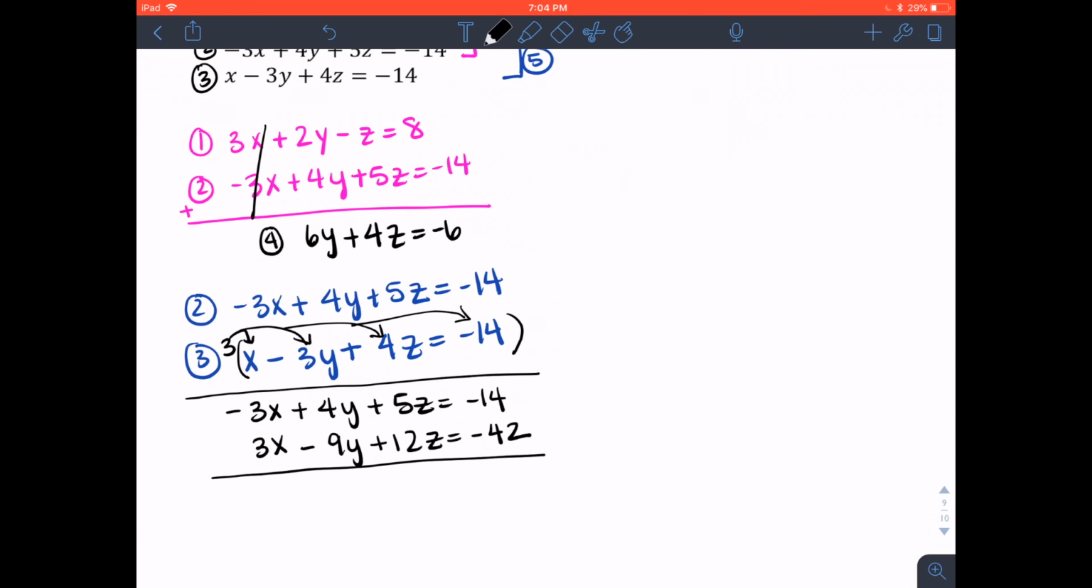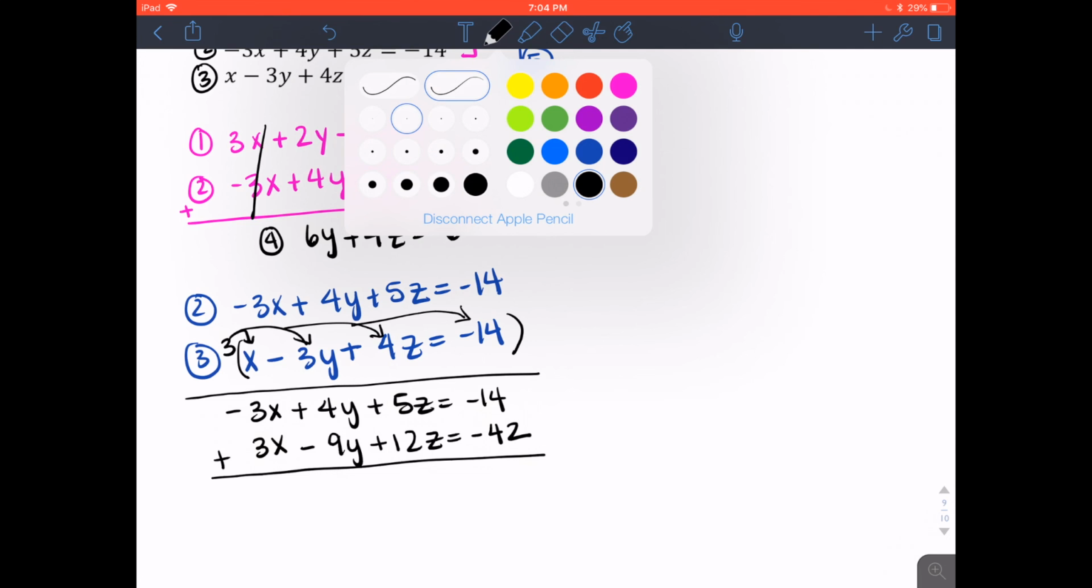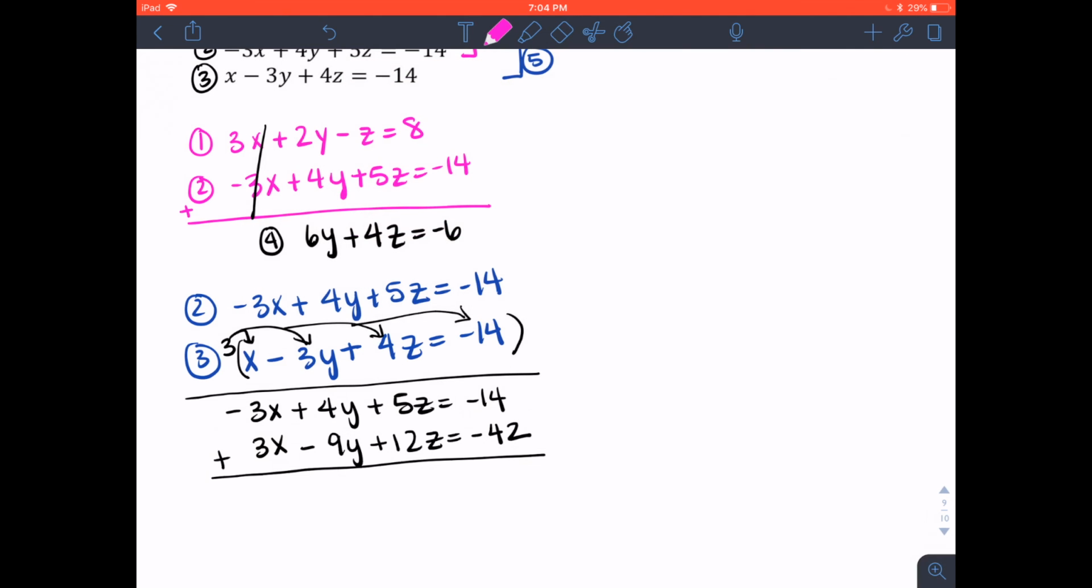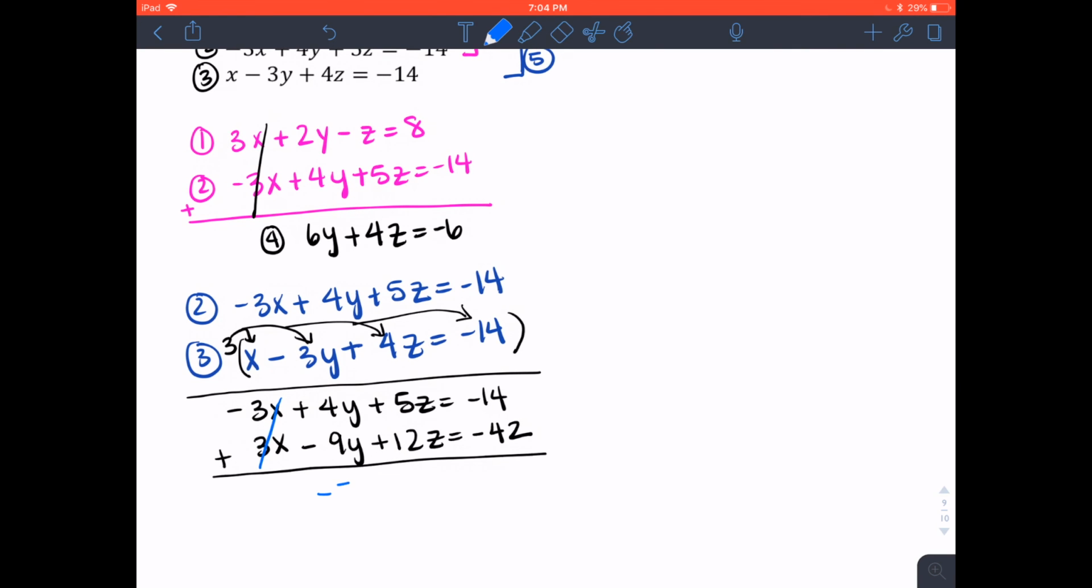So adding these two equations, maybe I should do that in blue so I can keep it coordinated. The x's cancel out, which is good. So 4y plus negative 9y is negative 5y, plus 5z plus 12z, which is 17z, equals negative 14 plus negative 42. They're both negative, so when you add these together, you should get negative 56. And this is equation 5.